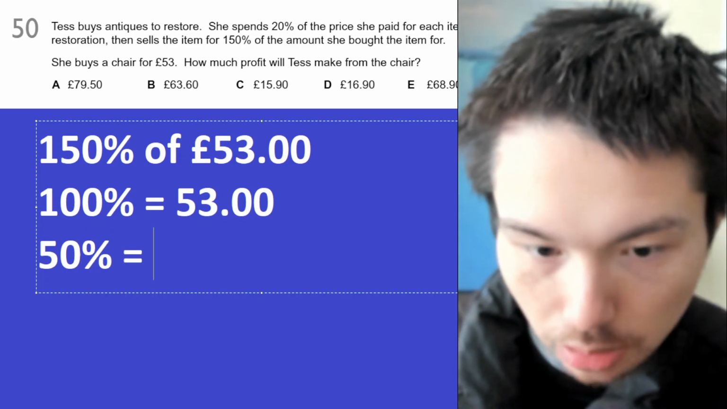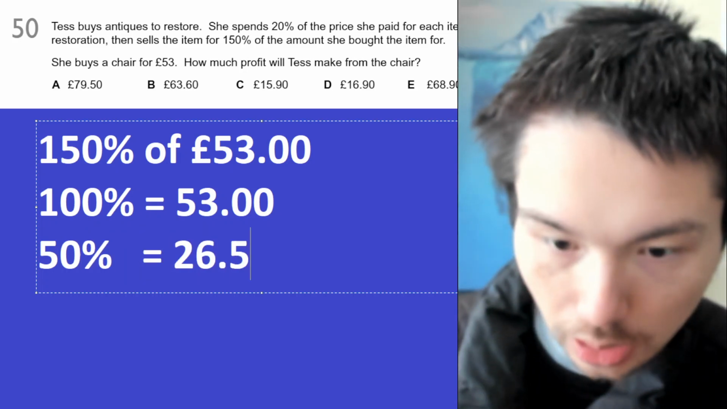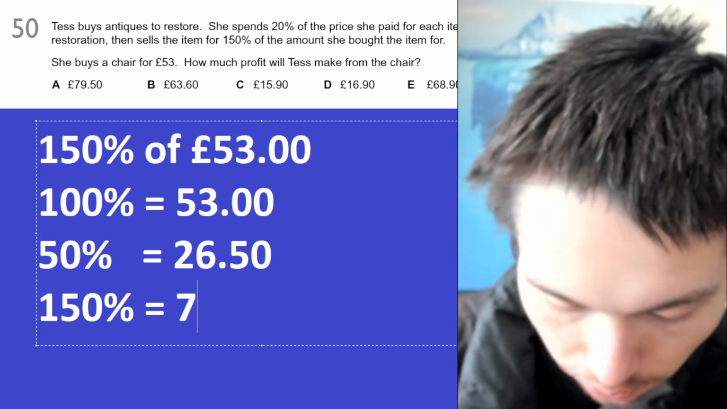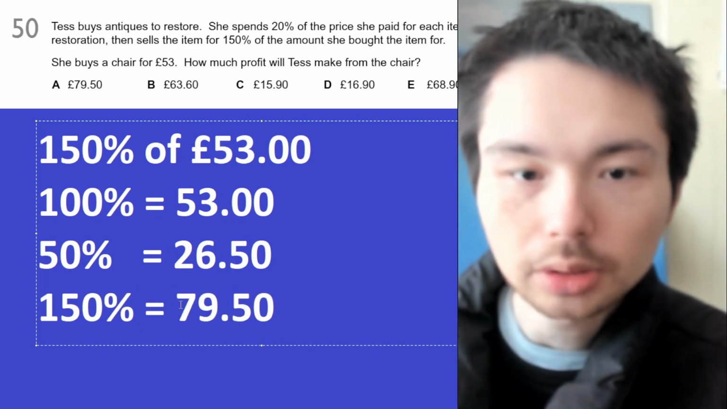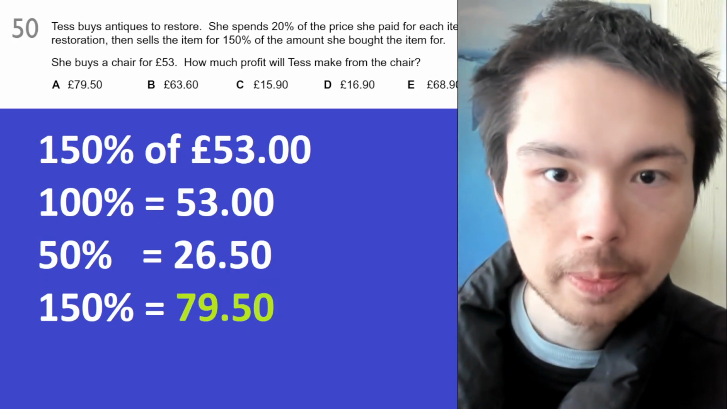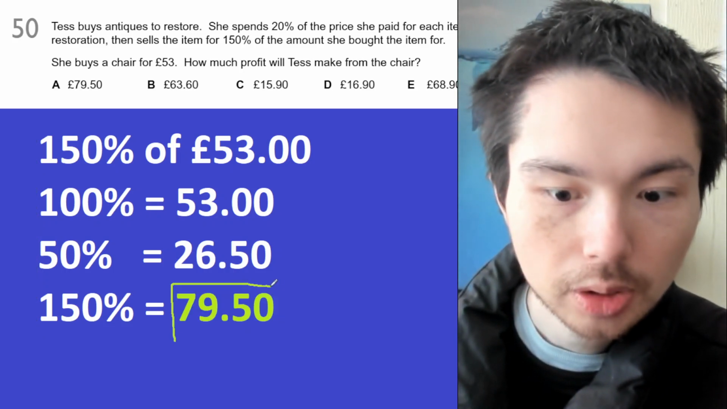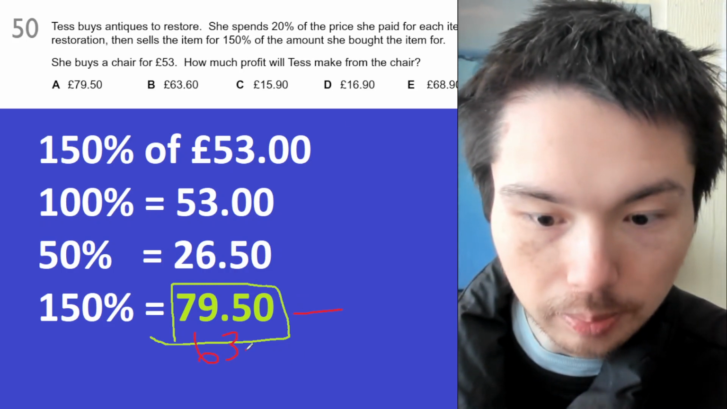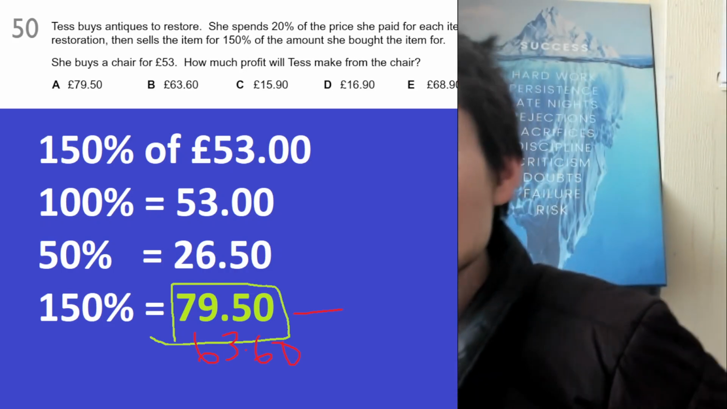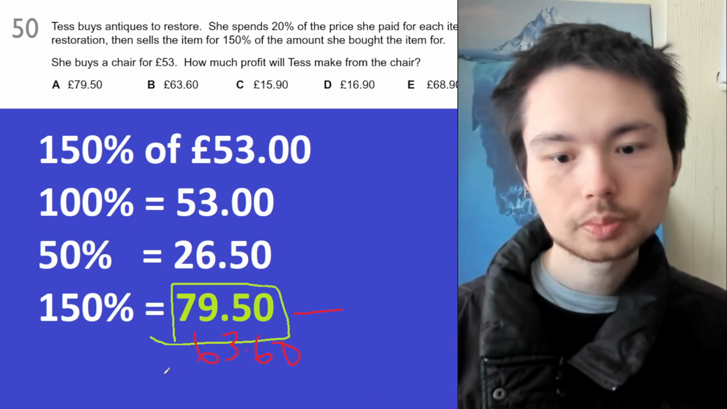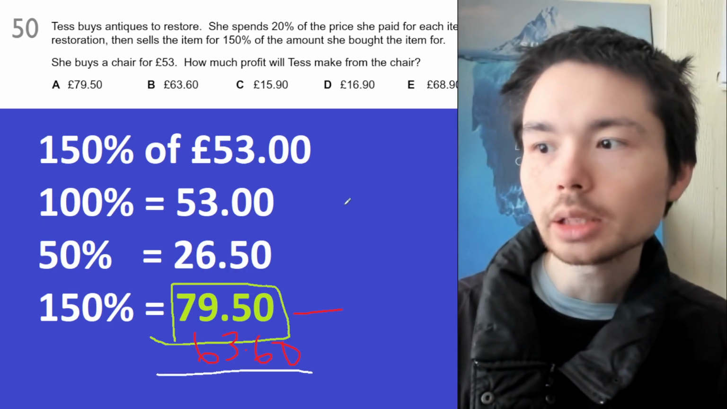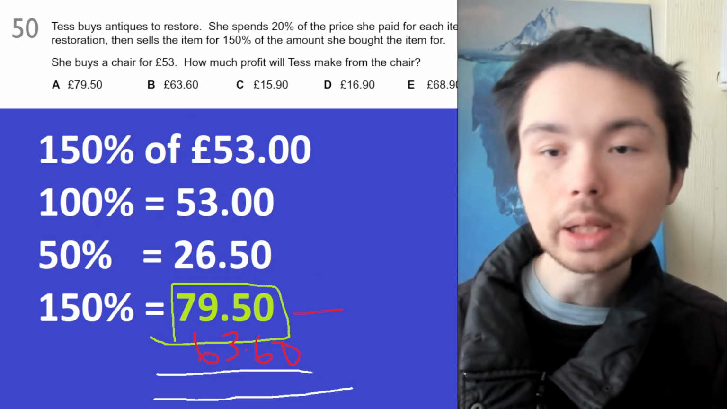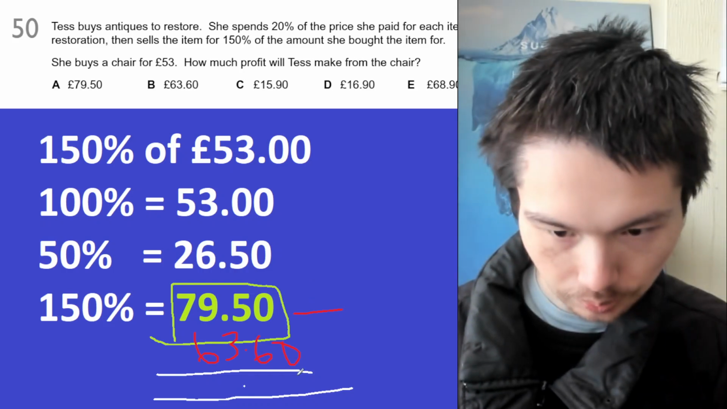50%, that just means you need to halve it. So that is 26.50. And 150% is equal to 79.50. So that's the amount that Tess has gone up by. 79.50. What was she down from the previous number? 63.60. So you need to subtract them, because that red amount is the amount she lost, because she had to buy it, she had to restore it. So really the number that we're going to work out, that will be the profit.